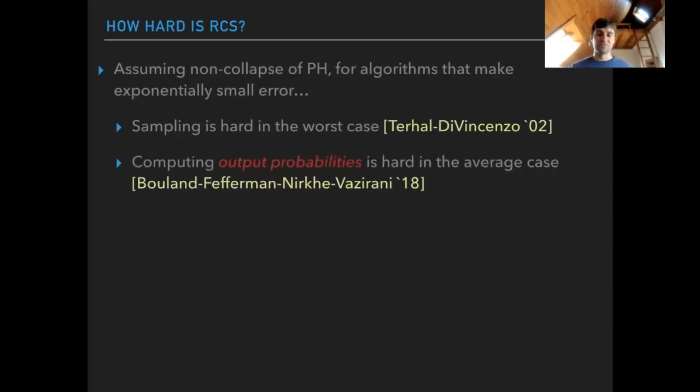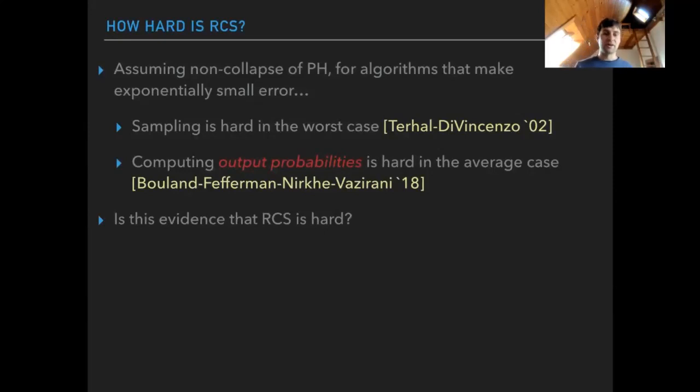And due to a much more recent result of Rolando et al., we also know that for an alternative computational task of computing specific output probabilities rather than sampling, that task is hard not only in the worst case, but also in the average case, meaning if we have any efficient classical algorithm for computing output probabilities, that algorithm will fail on some significant fraction of random circuit realizations.